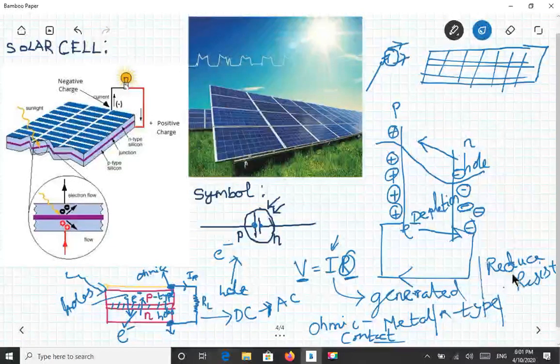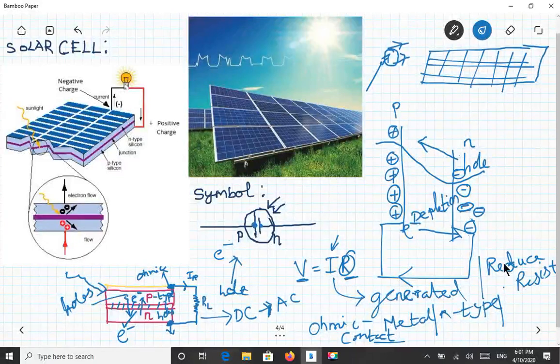I hope you all understand what the solar cell is all about. The advantages of the solar cell: it is a renewable source and eco-friendly. There is no pollution or greenhouse gas emission. It is a pollution-free device, and its lifetime is up to 20 years. Only small maintenance is required.